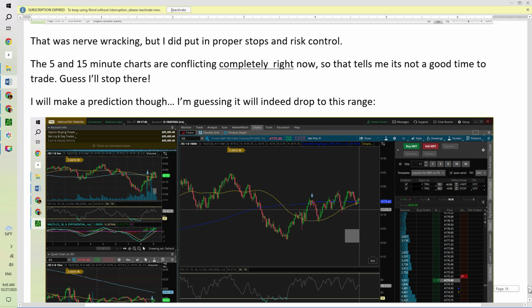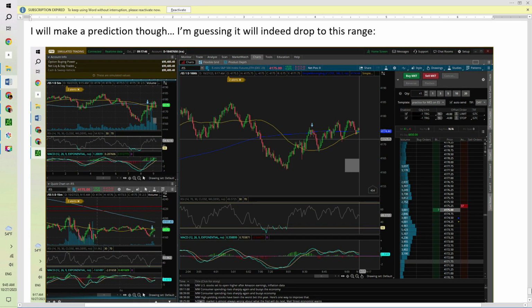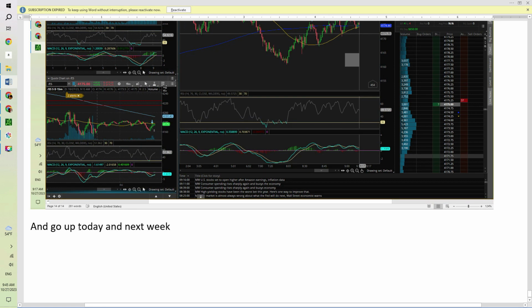But I do want to make a prediction. And this is what I said. I put a box here. I said, I'm guessing it will drop down into this range here. And I can't bring the box over to the right because that's like a blank space there and it won't let me put drawings over there. So we're looking at like the 160 to 165 range here that I said it was going to drop to. And then it was going to go up for the rest of the day and next week. I'll bet it's going to go up.